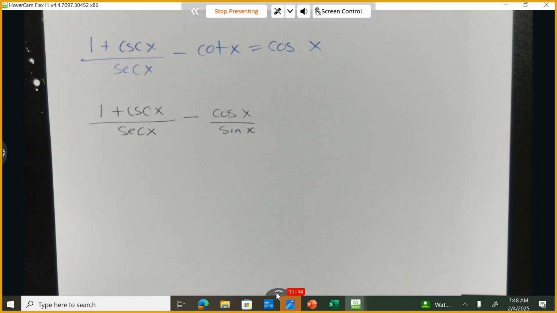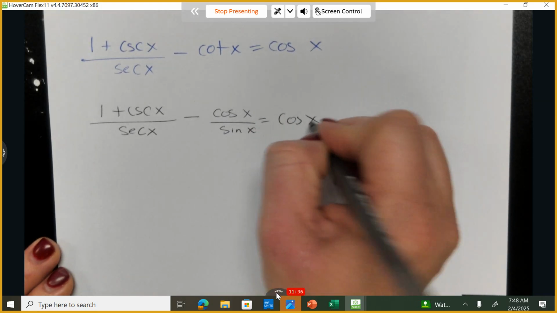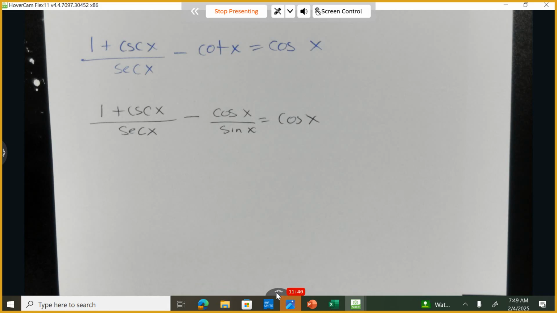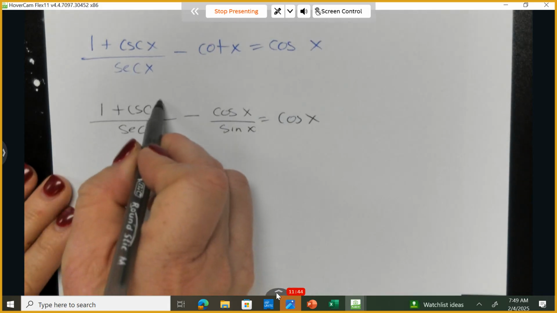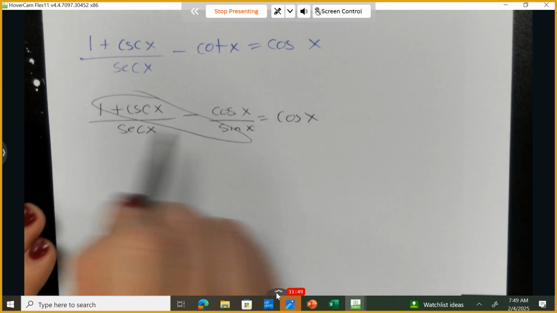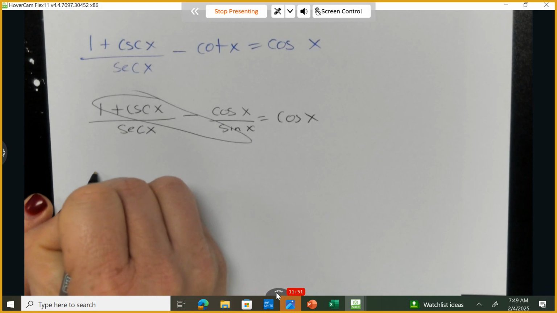This is all on the left-hand side. At this point, I can't combine these fractions. One has a denominator of secant, one has a denominator of sine. So I'm going to do the butterfly method. We always multiply going from the top down to the bottom right. So I'm going to multiply these quantities. That's the first thing I'm going to do.